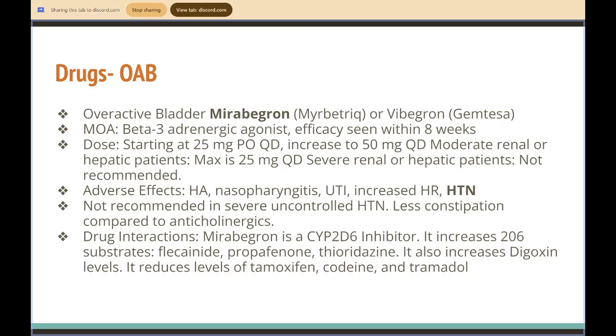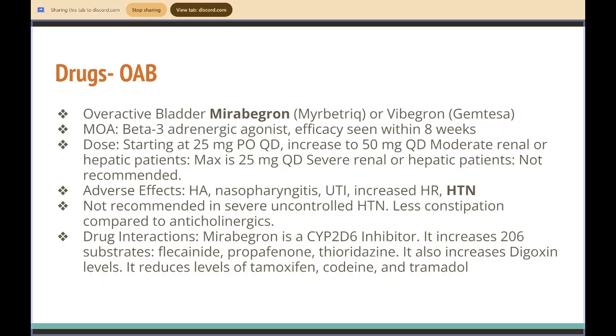You have Myrbetriq or Gemtesa, and that's mirabegron or vibegron. The efficacy is seen within 8 weeks of treatment. The dose is going to be starting at 25 mg PO once a day, increasing to 50 mg. If there is renal insufficiency or hepatic insufficiency in the moderate category, the max is going to be 25 milligrams once a day. And if there's severe kidney issues or liver issues, it is not recommended.